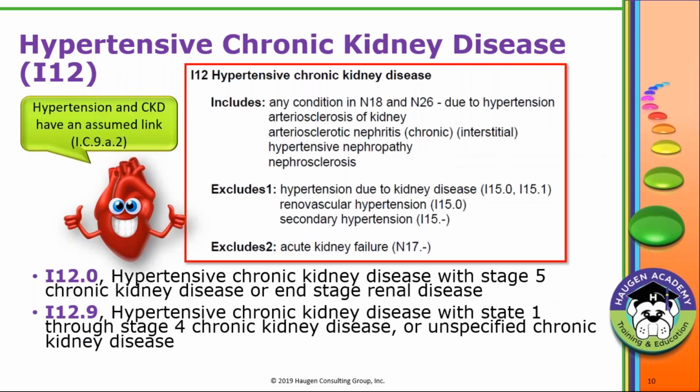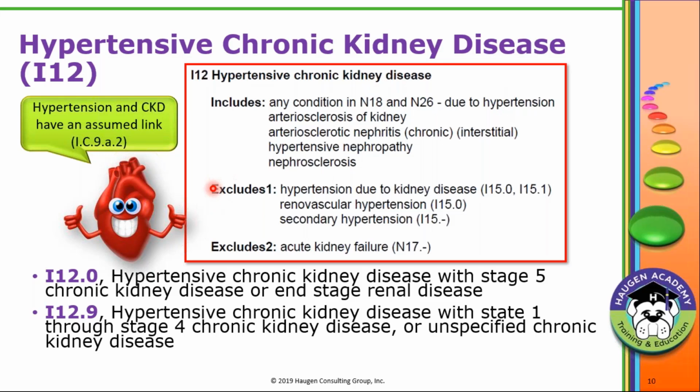Our codes for hypertensive chronic kidney disease are in category I-12. And similar to hypertension and heart disease, we assume a linkage between hypertension and CKD. The inclusion and exclusion notes under this category do tell us that this includes any condition in N18, which includes all of our CKD codes, and N26 due to hypertension, and arteriosclerosis, or lists out several others.